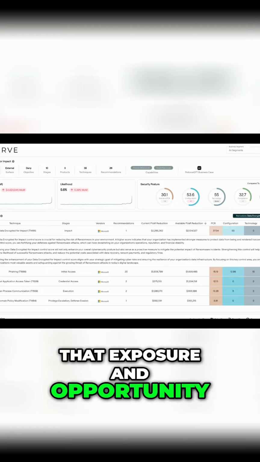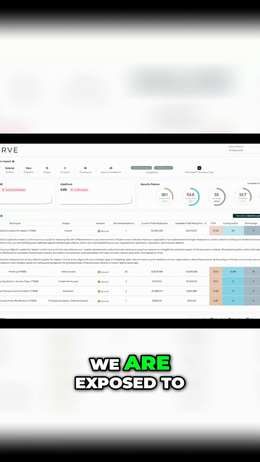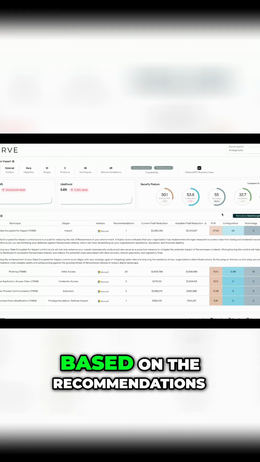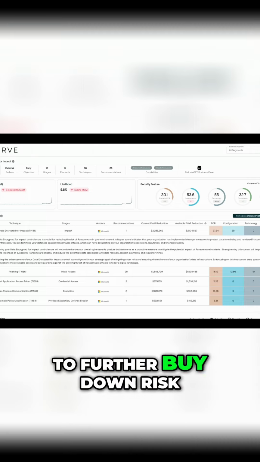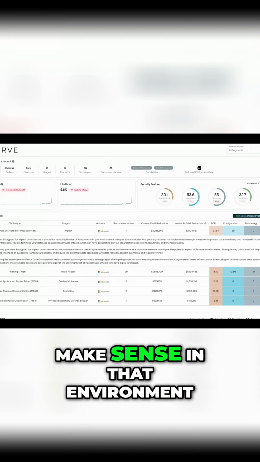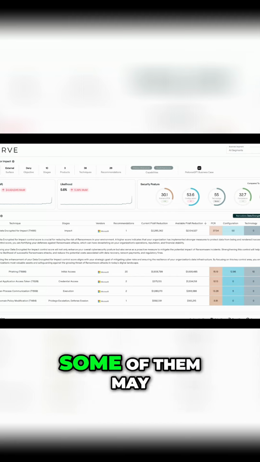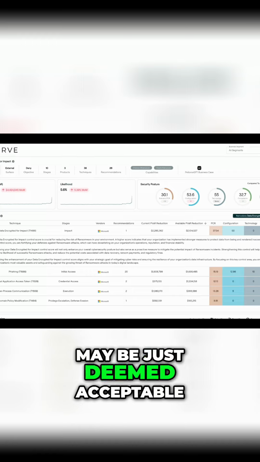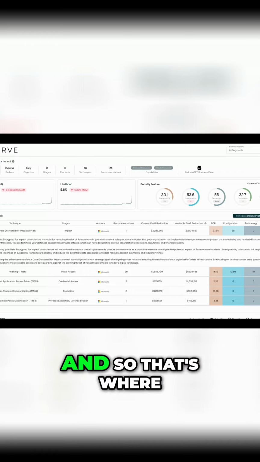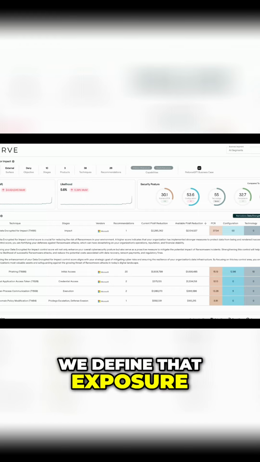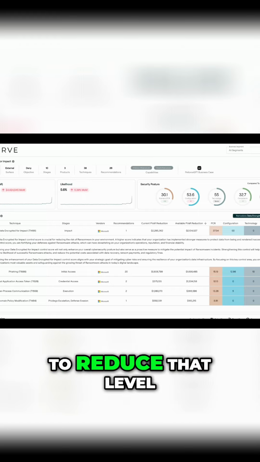But for us, that exposure and opportunity space shows the potential impact through the calculations: this is what we are exposed to. And then based on the recommendations that we provide, the specific line items that we can take to further buy down risk, some of them may make sense in that environment based on an organization's acceptance criteria and tolerance. Some of them may not, right? Or some of them may be just deemed acceptable, depending on the organization. And so that's where we start. We define that exposure and then determine the basis for providing recommendations to reduce that level of exposure.